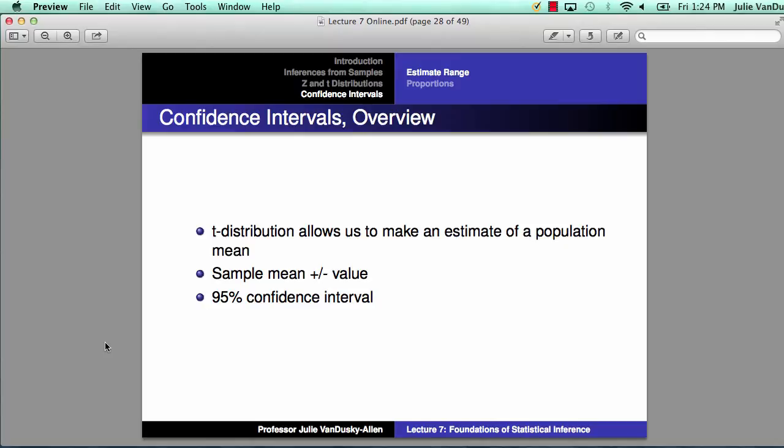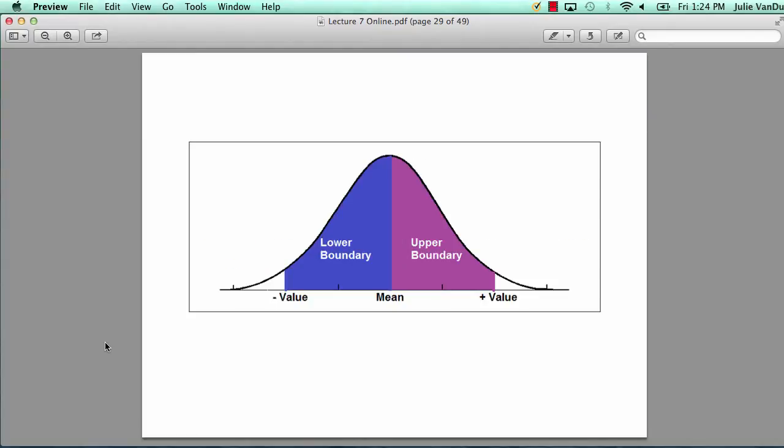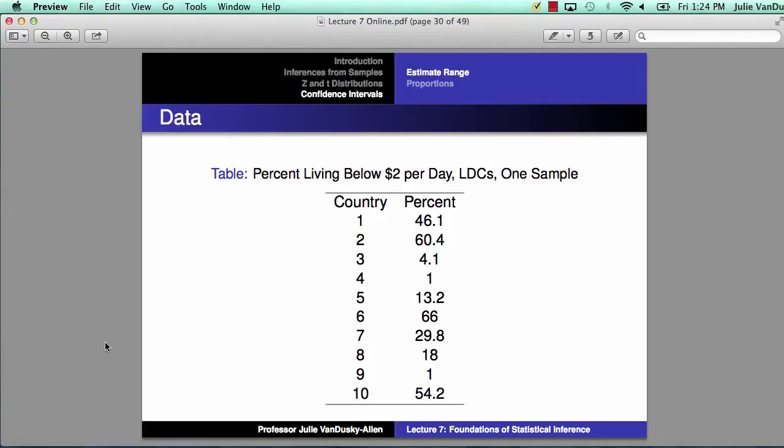Now I'm going to show you how to use the t-distribution to estimate a population mean. To do this, we calculate a 95% confidence interval around a sample mean. The confidence interval allows us to take a low estimate of our mean and a high estimate of our mean. I will use the following data to demonstrate how to calculate a confidence interval for a sample mean. Imagine I collected data on the percent of people living below $2 a day in 10 less developed countries.